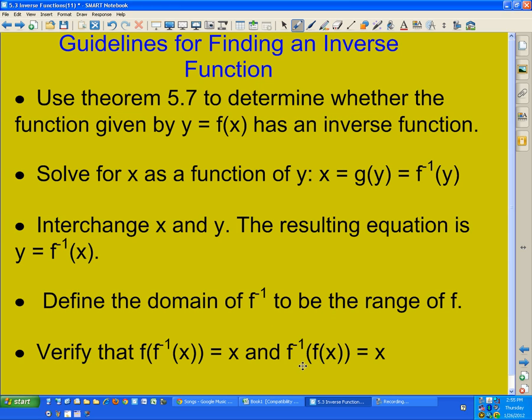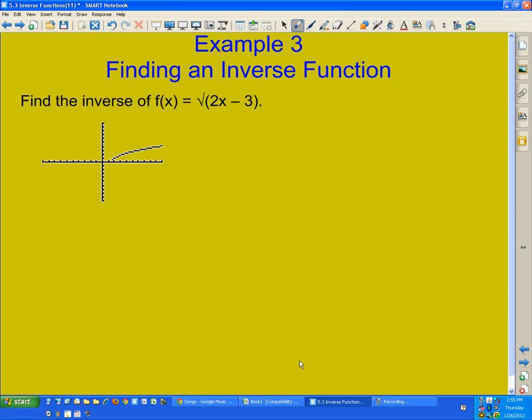So our final one here is we're going to find the inverse of this function. If we have f of x equals the square root of 2x minus 3, then this is my y value, so I'm going to switch my x's and y's places. And now I solve for y again.